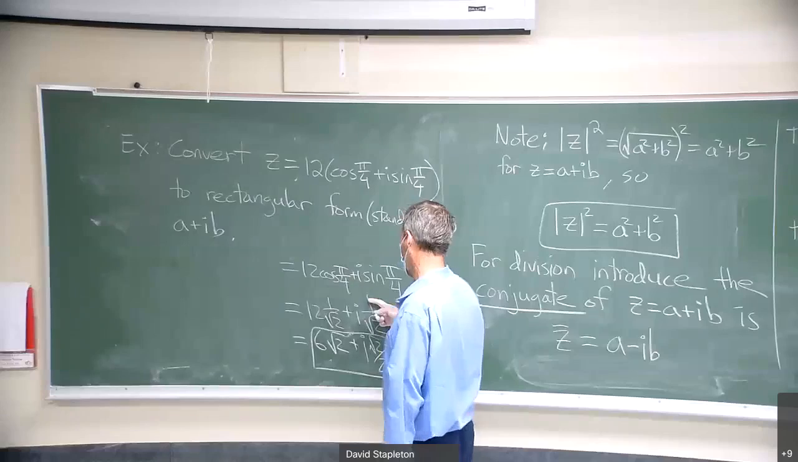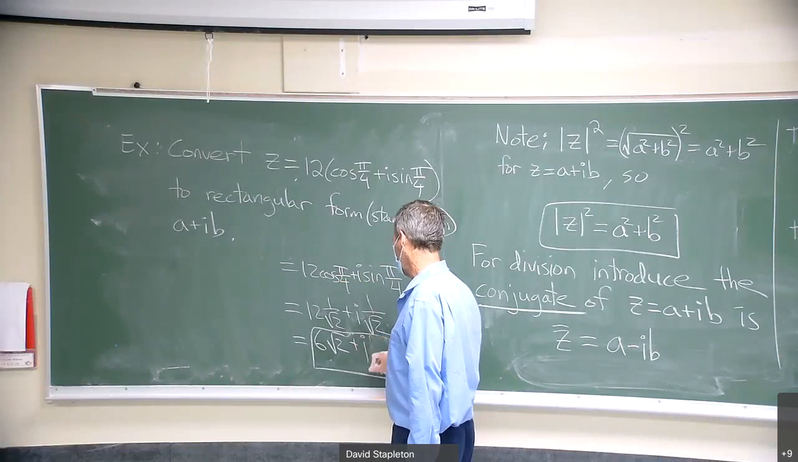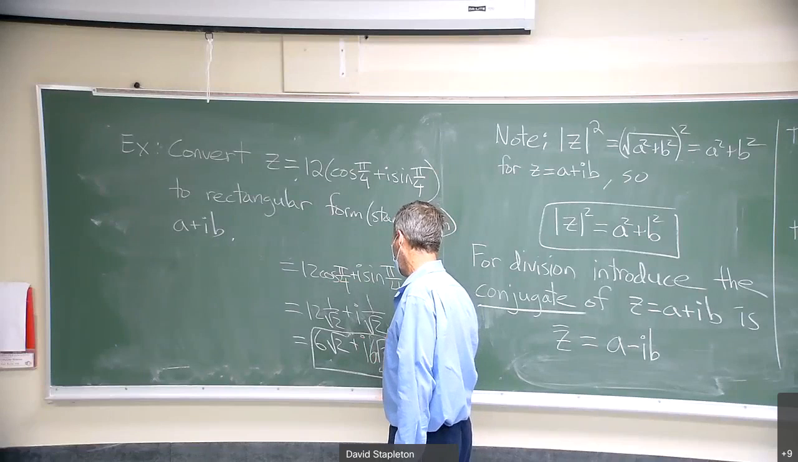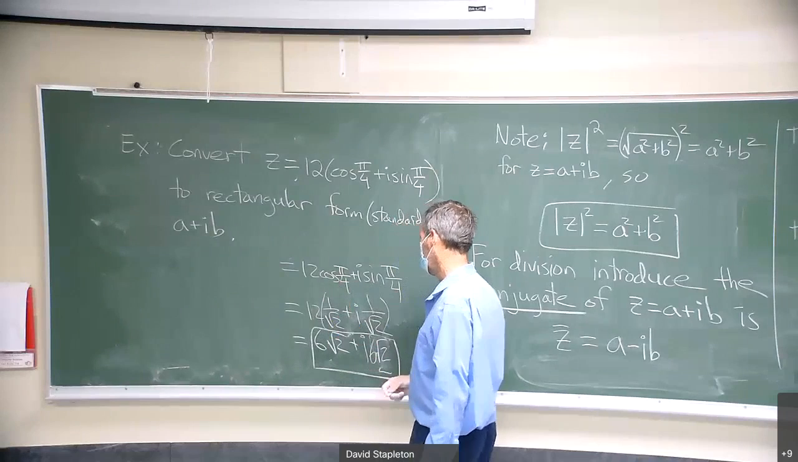Yeah, this is 6 square root 2 plus i 6 square root 2. Thank you. The 12 multiplies both of them. I forgot to put my parentheses.